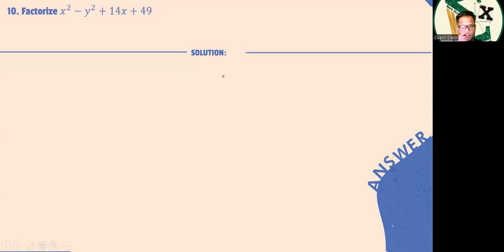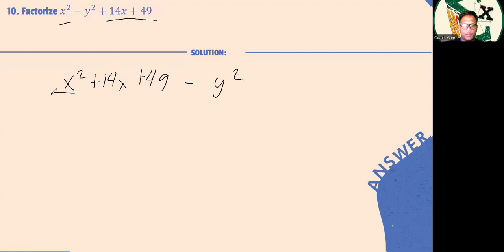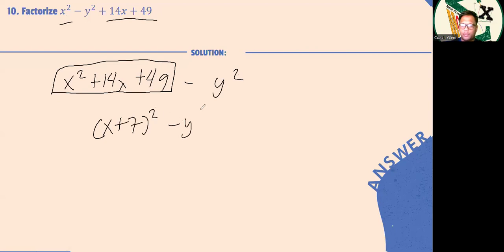Okay, for this one, factorize x squared minus y squared plus 14x plus 49. So what we need to do here is difference of two squares. First, I'll isolate this part. So we have x squared plus 14x plus 49 minus y squared. What we can observe is this is a perfect square trinomial. So we can write this in the form of x plus 7 quantity squared minus y squared.